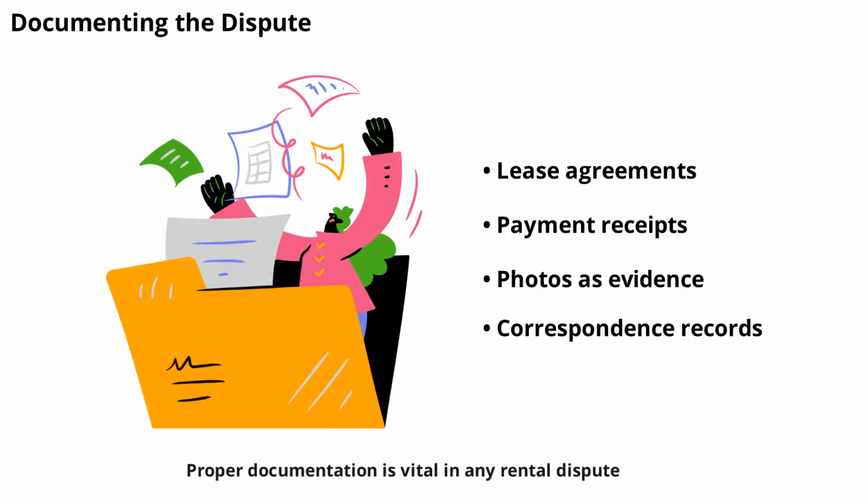Proper documentation is vital in any rental dispute. Both parties should gather all relevant documents, such as the lease agreement, payment receipts, photos of the property, and any correspondence related to the issue. This evidence can help clarify the facts and support your position if the matter needs to be escalated. Keeping organized records not only strengthens your case, but also demonstrates your commitment to resolving the dispute fairly and transparently.